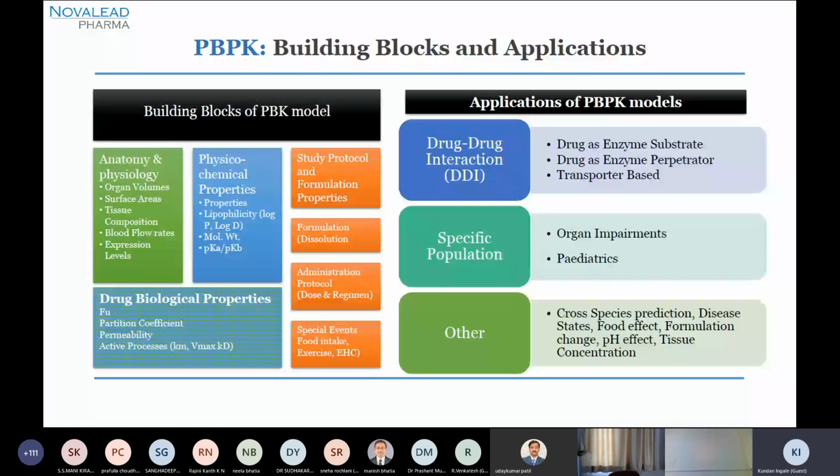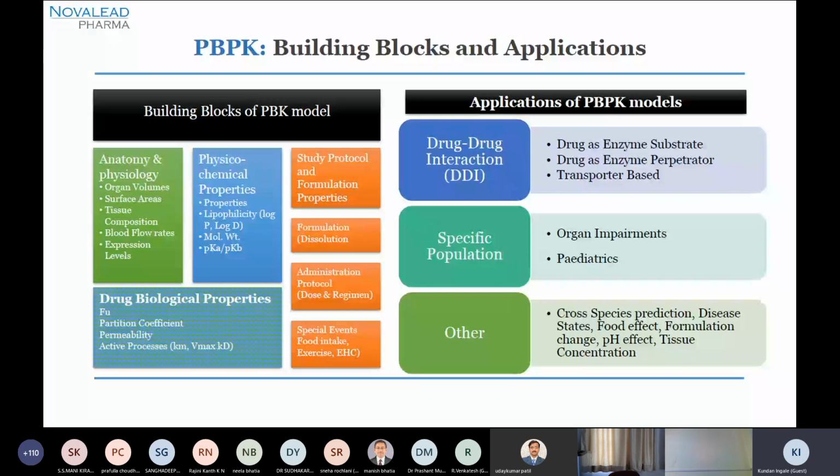One more important physiological parameter that is required is expression levels, in terms of enzymatic expression. What are the CYP expression levels in that particular organ or tissue is also important. Then physicochemical properties, which are of course the properties of the drug molecule in terms of lipophilicity, molecular weight, and the pKa. These are the individual anatomical, physiological, and physicochemical properties.